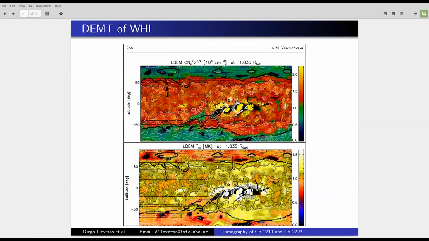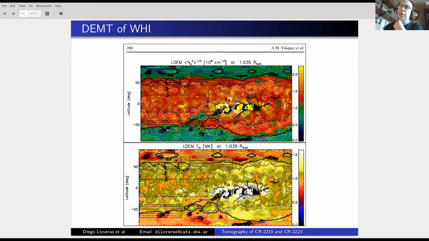Just to show you another example, this is a tomographic map, for example, of electron density at one particular height and tomographic temperature at one particular height for WHI. And again, the thick black lines are the boundaries of the coronal holes according to the magnetic model.